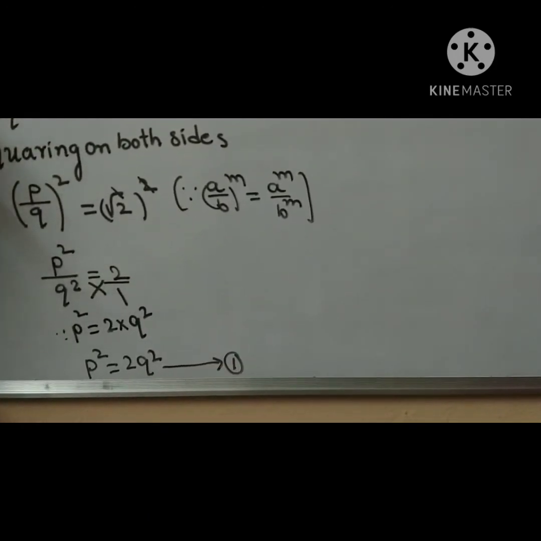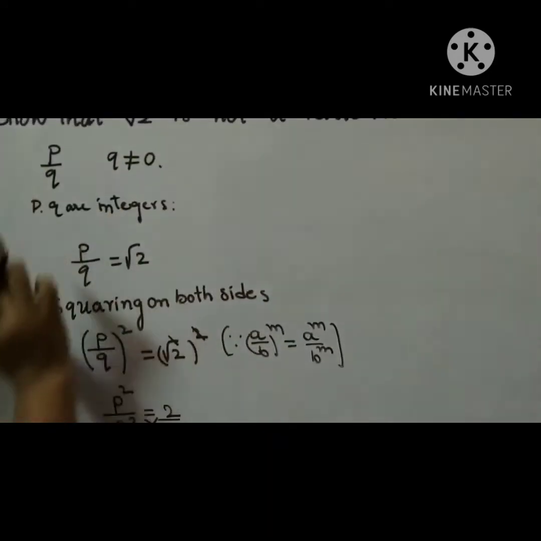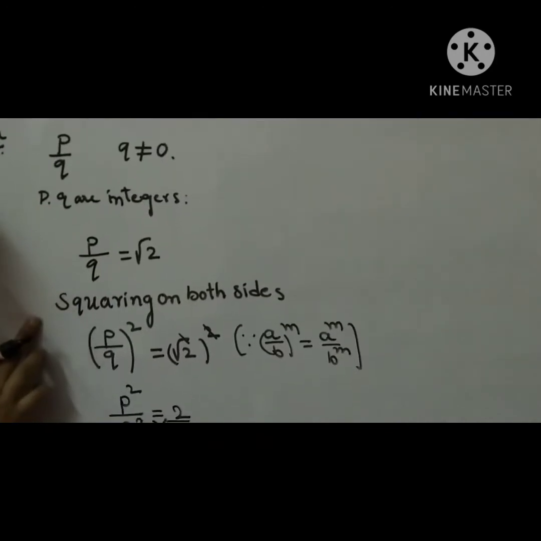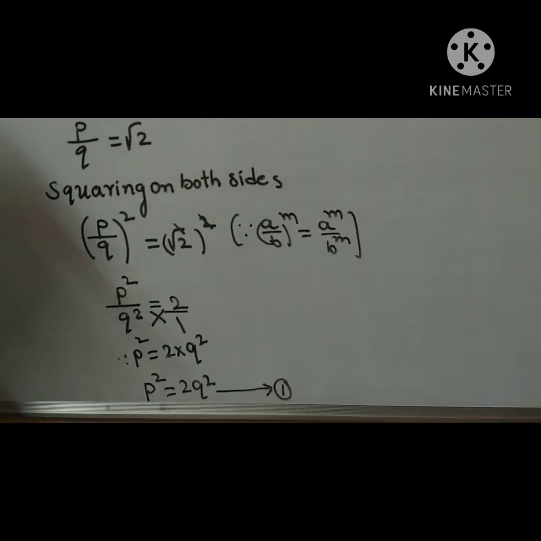Okay children, did you understand? We take p by q equal to root 2. P by q is a rational number. Suppose p by q is equal to root 2. Squaring on both sides, therefore p square equals 2q square. It is equation 1.